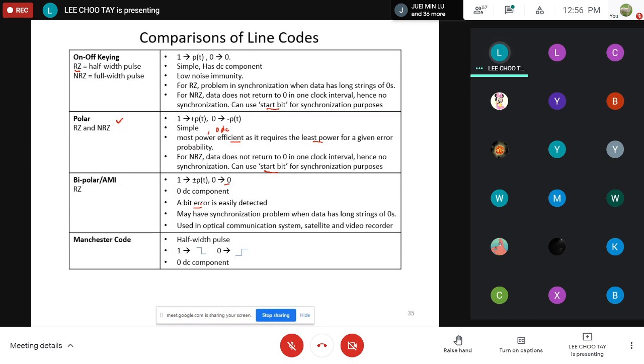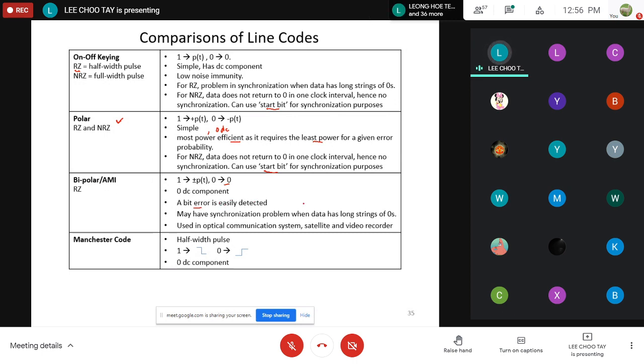Okay, because you see, if we send a one with a positive pulse, and the receiver receives a positive pulse, and the next pulse it receives is also a positive pulse, the receiver knows there must be a mistake already. Yeah, because for bipolar, the pulses have to alternate between positive and negative. Right? If we have two positive pulses coming one after another, that means there's an error. So bipolar line code allows a bit error to be easily detected.